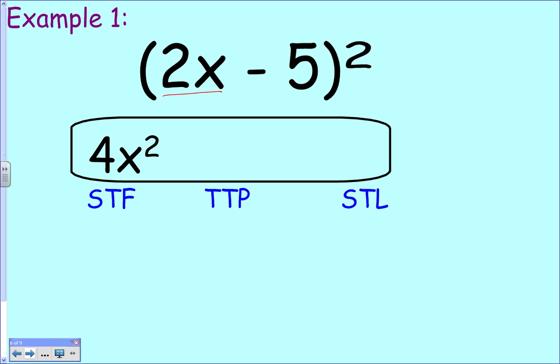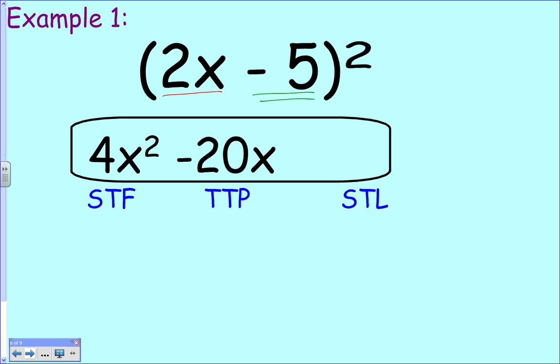The second step is twice the product. The second term is minus 5. If you multiply 2x and minus 5 together, you get negative 10x. If you twice the product of 2x times negative 5, you get negative 20x.